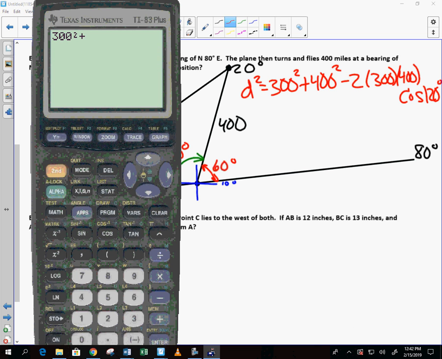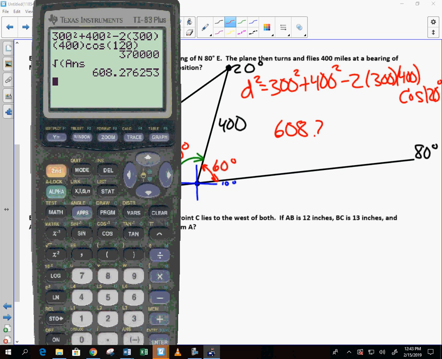300 squared plus 400 squared minus 2 times 300 times 400 times the cosine of 120. And I take the square root of the answer, and I get 608.28. That's how far apart they are.